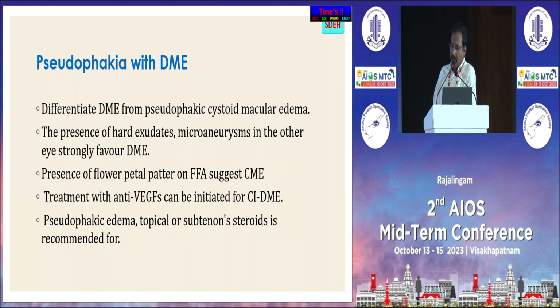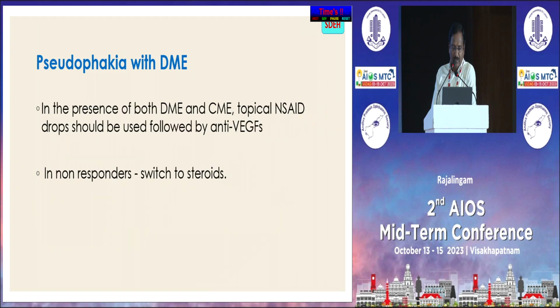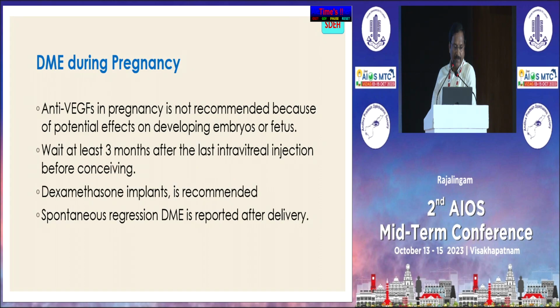Then DME in pseudophakia. Differentiate DME from pseudophakic CME. You have to identify microaneurysms or hard exudates that show diabetic retinopathy, or if you do FFA and find a flower petal appearance, that shows it's a CME. So we have to differentiate between pseudophakic CME and diabetic macular edema. In the presence of both DME and CME, topical NSAID drops should be used followed by anti-VEGFs. In non-responders, switch over to steroids.